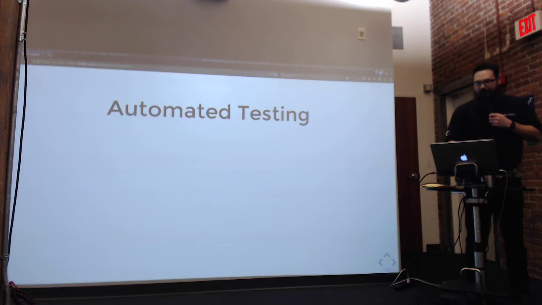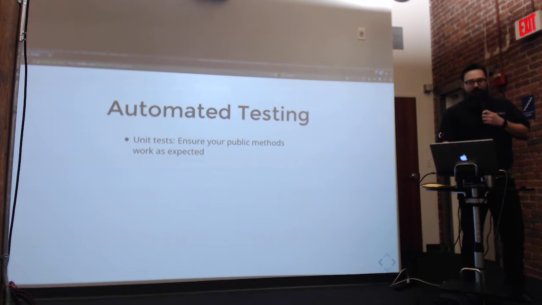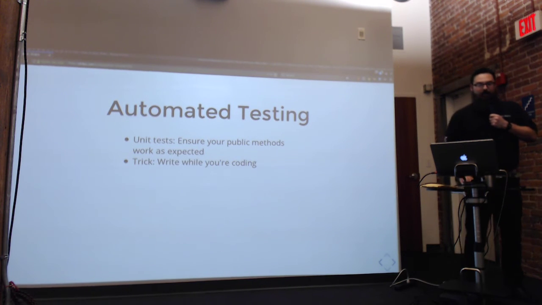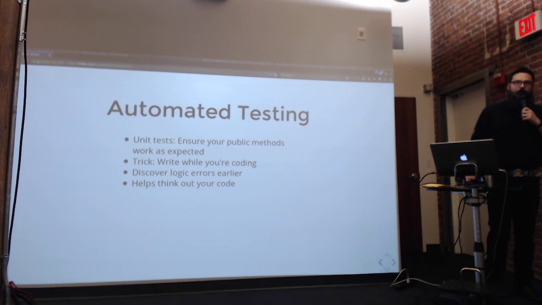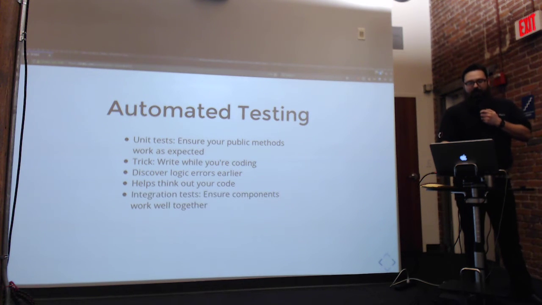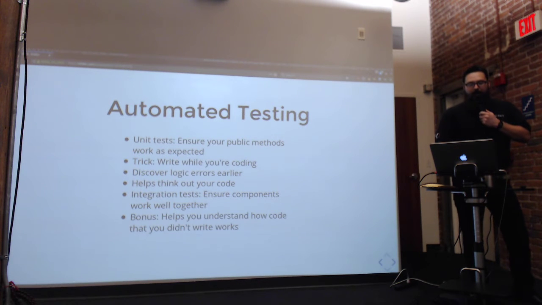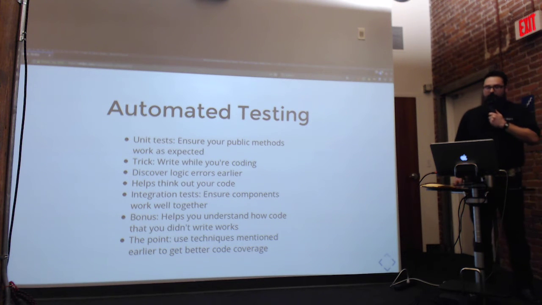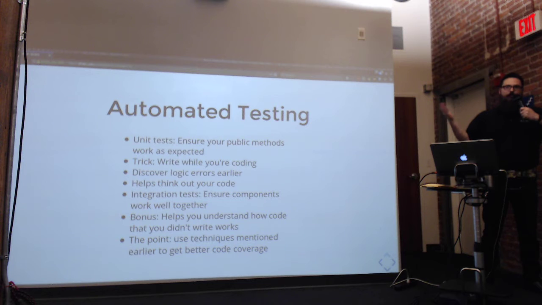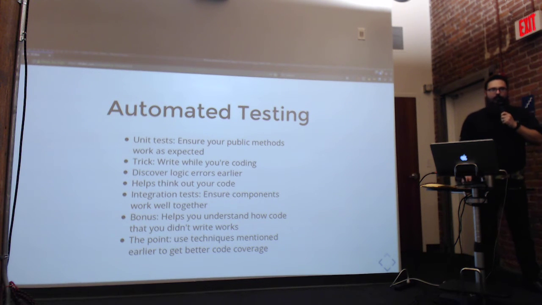Automated testing is another one. Unit tests, we all love unit tests. Ensure your public methods work as expected. The trick is to write them while you're coding. Not everything about it, but go through and you'll find that you'll discover logic errors earlier. It'll help you think about your code, and you'll have your automated test done, your unit test at least. Integration tests as well, because you don't only have unit tests. They ensure components work well together, and they also help you understand how code that you didn't write works. And the point of all this is to use the techniques we talked about throughout this whole thing to really get better code coverage. Work on your willpower.